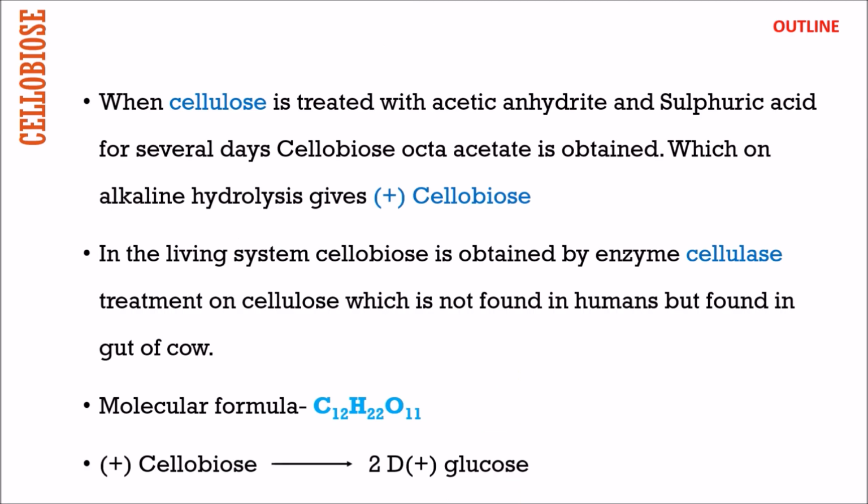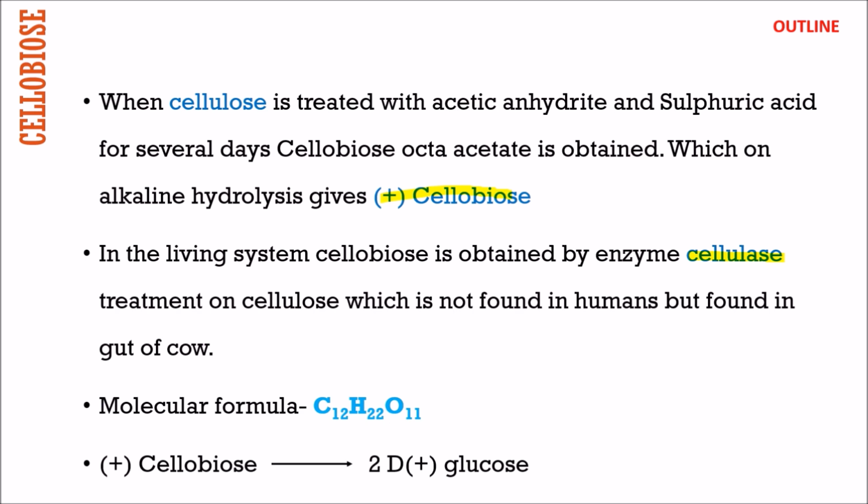When cellulose is treated with acetic anhydride and sulfuric acid for several days, cellobiose octaacetate is obtained, which on alkaline hydrolysis gives plus cellobiose. In the living system, cellobiose is obtained by enzyme cellulase treatment on cellulose, which is not found in humans but found in the gut of cow.